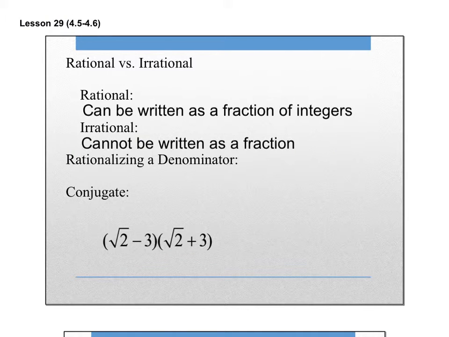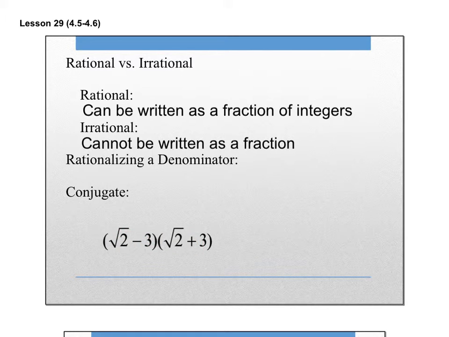Okay, so here are some notes. We're going to start with talking about rational and irrational. We're going to learn today about rationalizing a denominator, which means make sure your denominator is an integer. A conjugate is something that you multiply to basically cancel out the irrational part. So we have square root of 2. If this was in a denominator, this would not be allowed. But you multiply by the same expression, but with the sign changed.